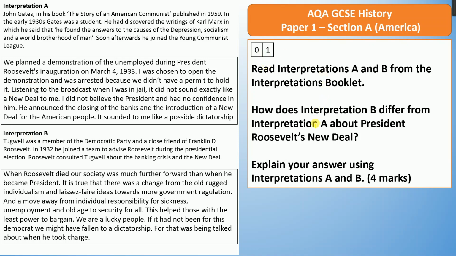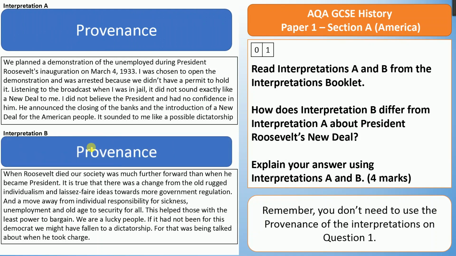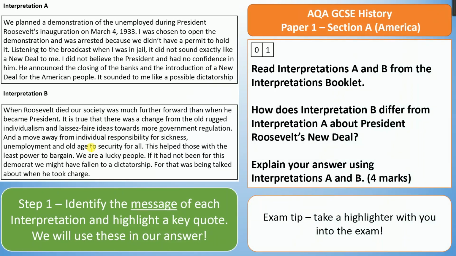And we always get interpretation A and some information about it. This is called the provenance. This is the background information. Then we have the interpretation itself, and then we have the same for B, so the provenance and then the interpretation. Now remember, in this question we're just using the content, so we don't actually need to use this first section, the provenance. So what I'm going to do to make it easier for us is get rid of the provenance completely. We don't need to use it at all in this first question. So there we go, there's interpretation A and interpretation B, but with the provenance removed.